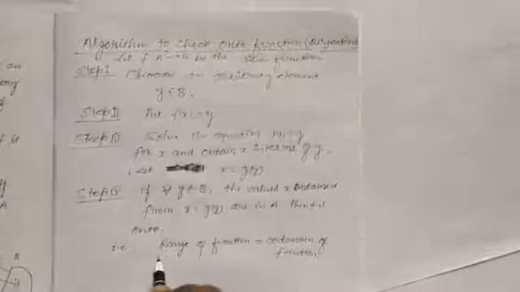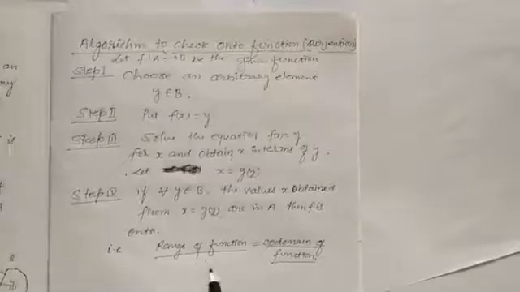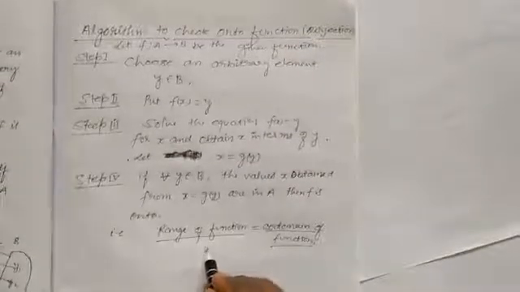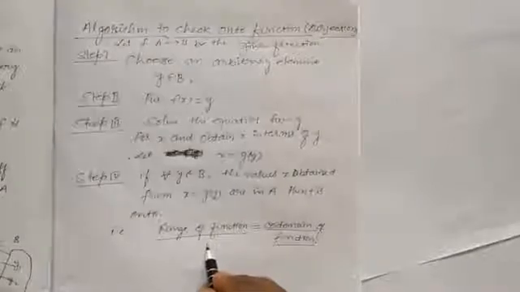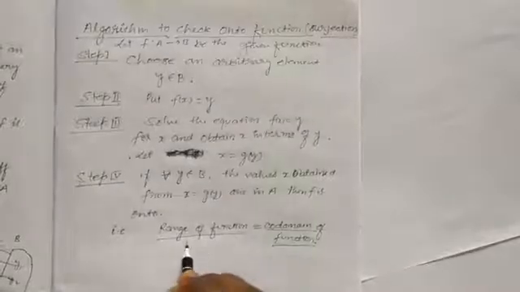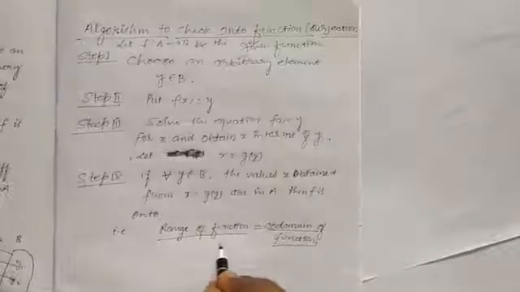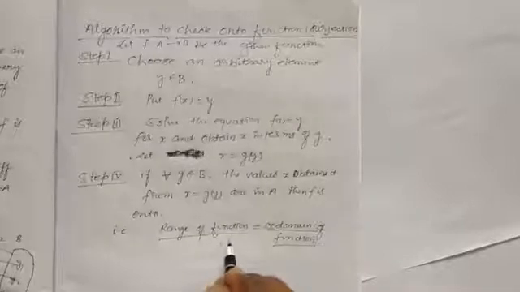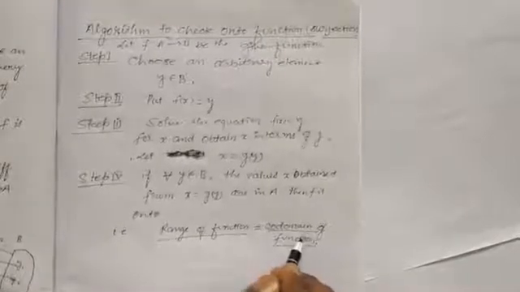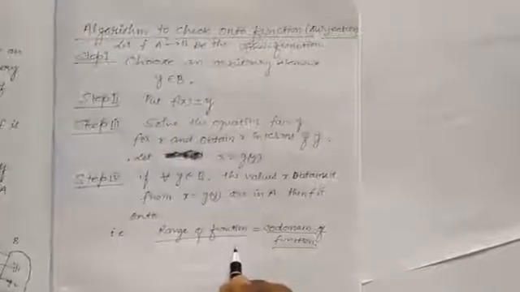It means that if the range of the function is equal to the codomain of the function, then the function is said to be onto. It is very easy to find the range of a function. You learnt in class 11 how to find the range and domain of a function. Here you have to find the range of the function and equate it to the codomain. If both are equal, then the function will be onto.